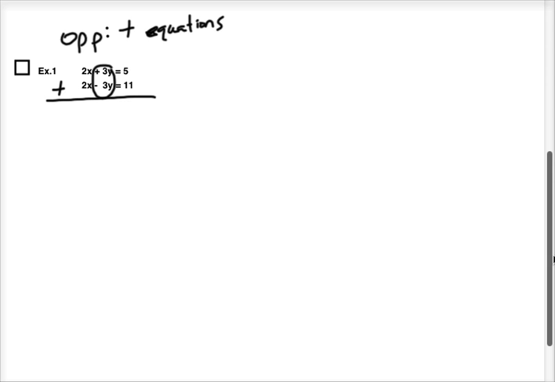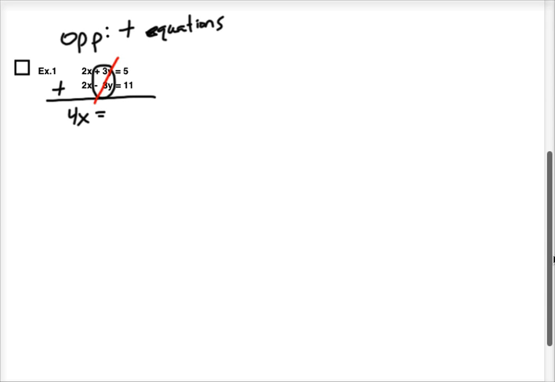Well, when I add these together, I have 2x plus 2x. Well, that's going to give me 4x. 3y plus a negative 3y, so essentially 3y minus a 3y. That's going to end up canceling off or eliminating from my equation. That is the whole point of this process, is we are looking for one of our variables to be eliminated from the equations right off the bat.